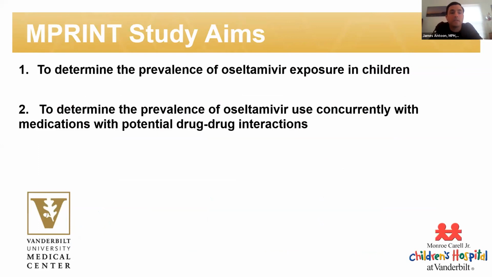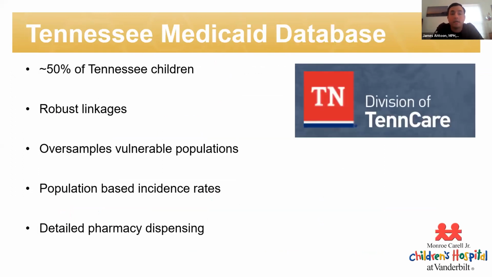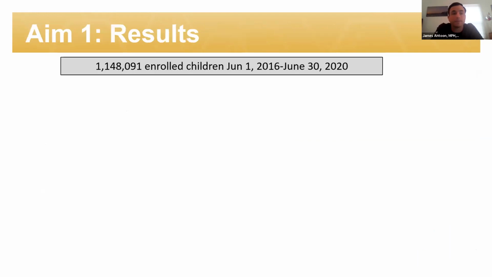And so the aim of this study was to determine, one, just what's the overall prevalence of oseltamivir exposure in children, and then two, how often are these drug-drug interactions or potential drug-drug interactions occurring? We're using the Tennessee Medicaid database as well. I won't go into why this is an ideal database for this, but I will say that Tamiflu in other national studies is highly prescribed in Tennessee. Tennessee is one of the highest prescribing states for oseltamivir overall in adults and children, and that's advantageous for this project because we're hopefully going to have a lot of kids who are getting exposed to Tamiflu.